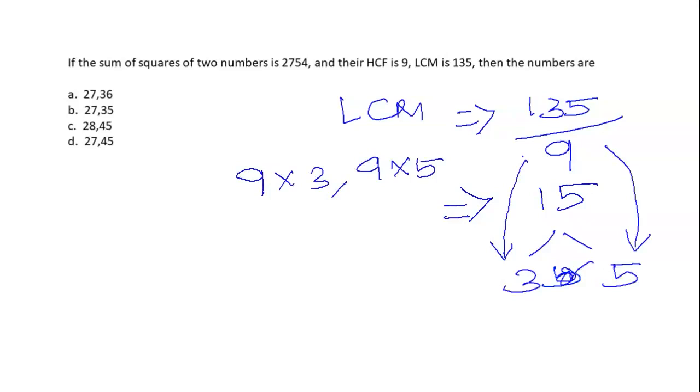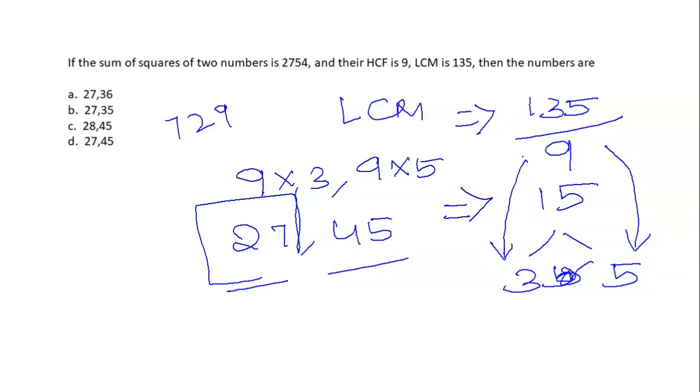So what do I get? 27 and 45. What is 27 squared? 729. What is 45 squared? 2025. When you add both of them, you get 2754. Got it. The numbers are 27 and 45. Clear? Yes, let's get on to the next question.